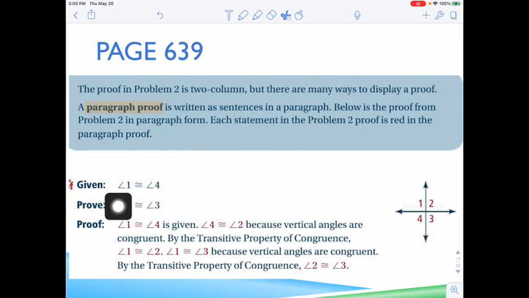So again, we had that given angle 1 and angle 4 are congruent, we want to prove that angle 2 and angle 3 are congruent. So here we have angle 1 is congruent to angle 4 is given. Angle 4 is congruent to angle 2 because vertical angles are congruent. By the transitive property of congruence, angle 1 is congruent to angle 2. Angle 1 is congruent to angle 3 because vertical angles are congruent, and by the transitive property of congruence, angle 2 is congruent to angle 3. So we pretty much took all the information from our two-column proof and turned it into a paragraph.